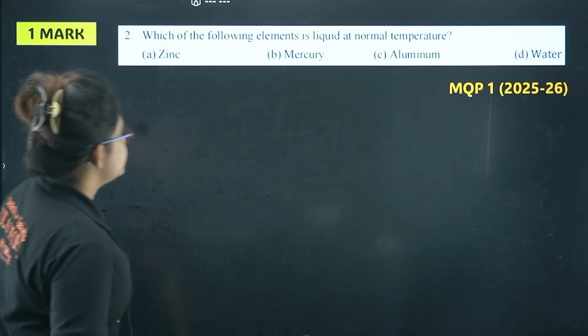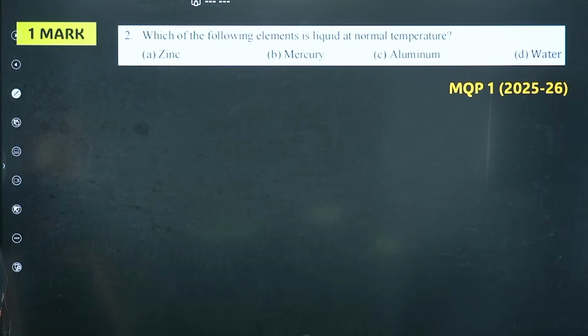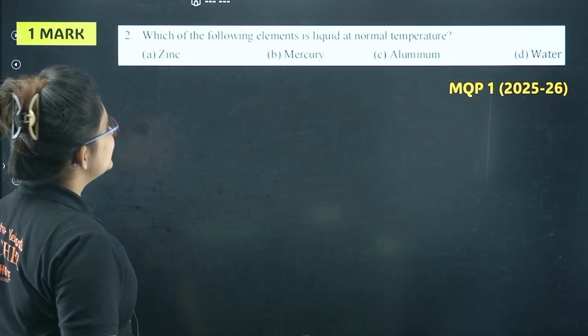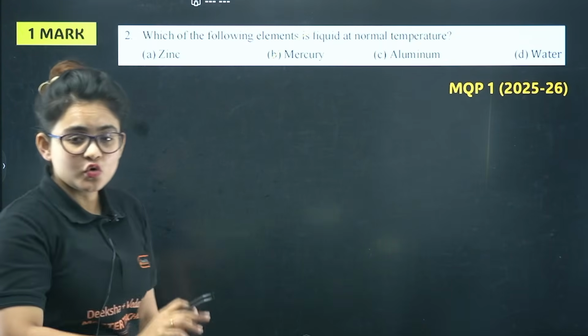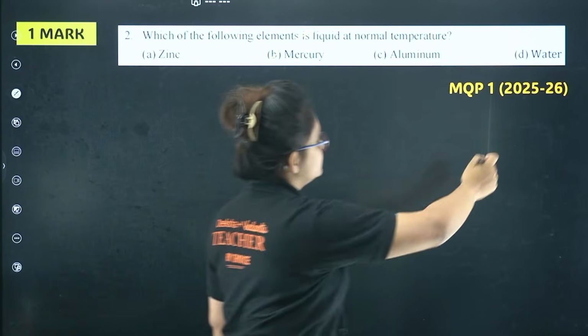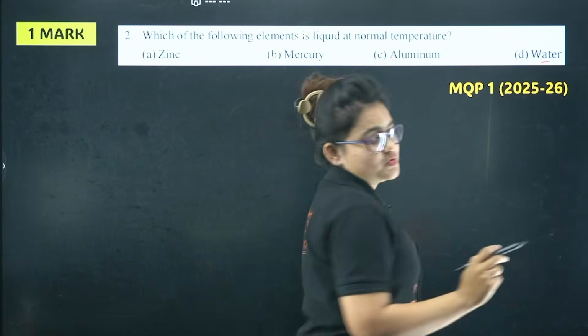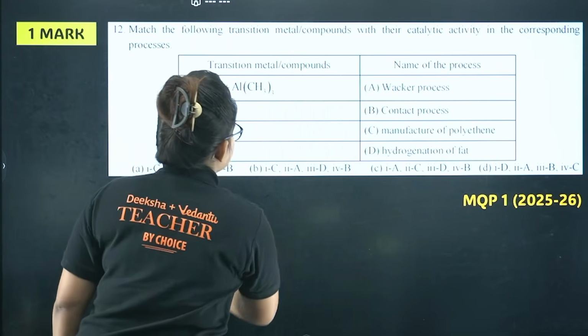So let's proceed. First question here you can see, which of the following elements is liquid at normal temperature? So that is mercury. So go through the question properly. See, we have a tendency to mark water, right? But water is not an element, it's a compound. So this is mercury. Proceed.